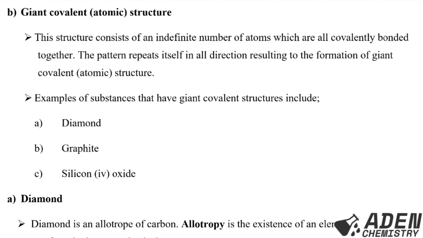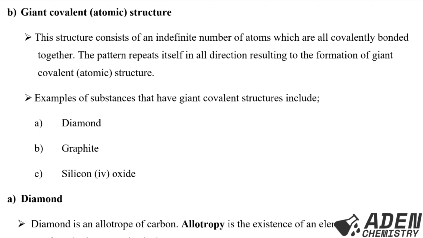So learners, if you want to know the type of structure a substance has, and you know it has a covalent bond but you don't know whether it has molecular or giant covalent structure, it is very easy to tell. What you are supposed to remember are only the examples of giant covalent structures, which are only three: diamond, graphite, and silicon dioxide. Apart from these three, the others have molecular structure.